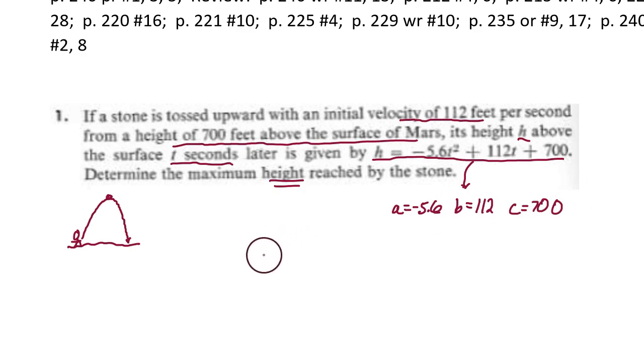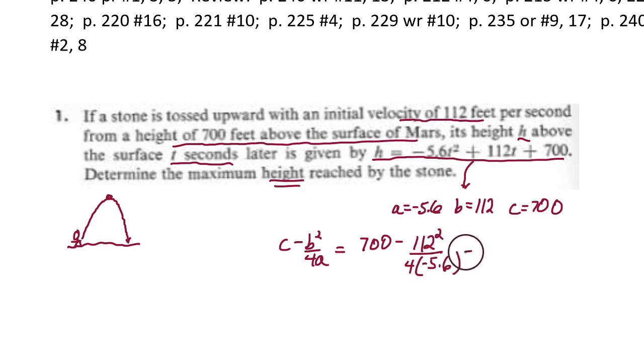To find the y value of the vertex, we use the formula C minus B squared over 4A. So let's make our substitutions. Put 700 in for C, put 112 in for B, divided by 4 times negative 5.6. Now this is simply a matter of typing this in the calculator.